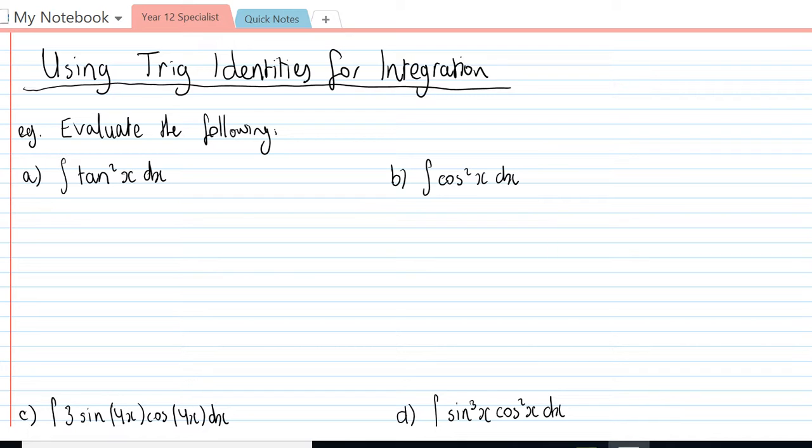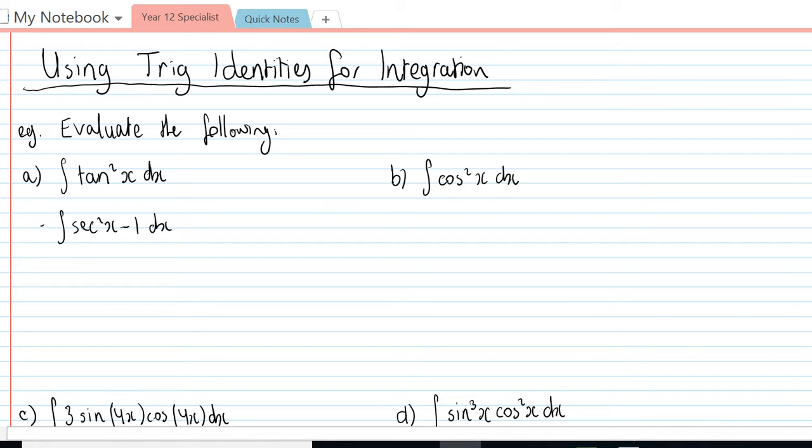This should be a relatively short video. Just going to work through these 4 examples on screen at the moment, so we'll see how we go with them. Now the first one, the integral of tan squared x. It's not immediately obvious, we don't know that one, but using the Pythagorean identity we can rewrite it as the integral of sec squared x minus 1 dx.